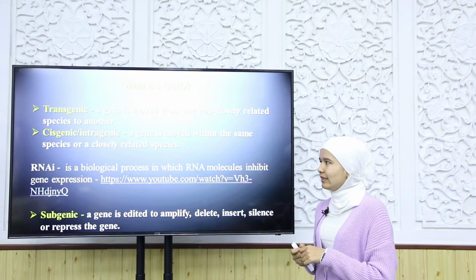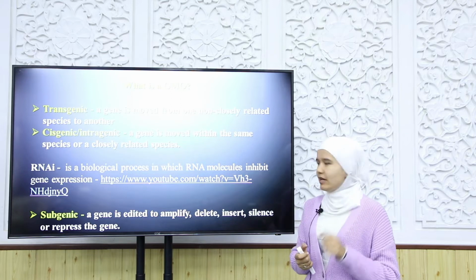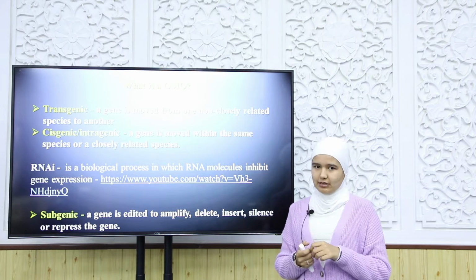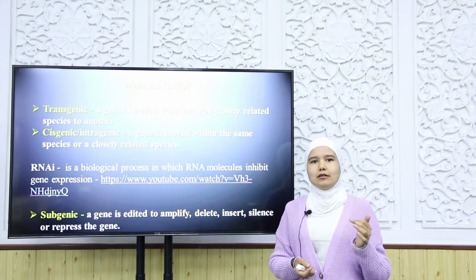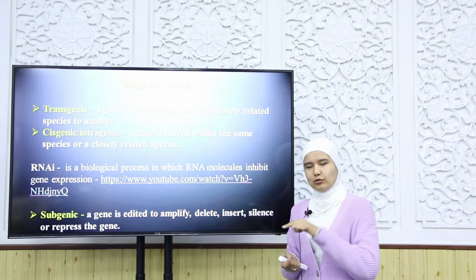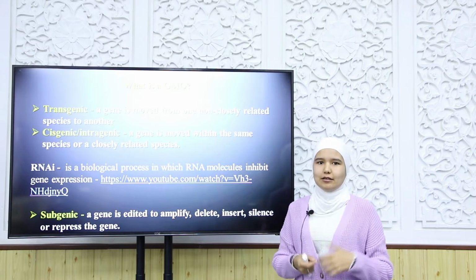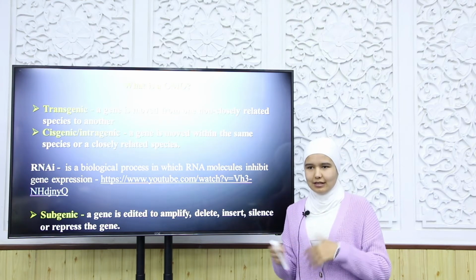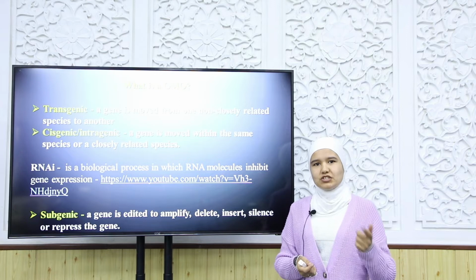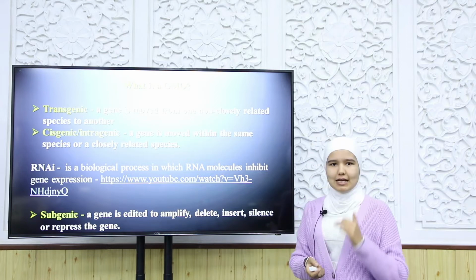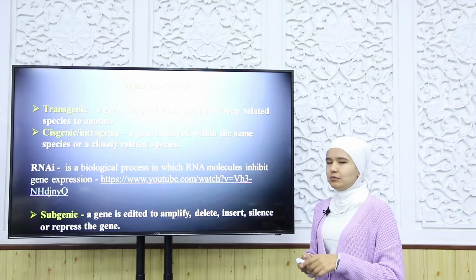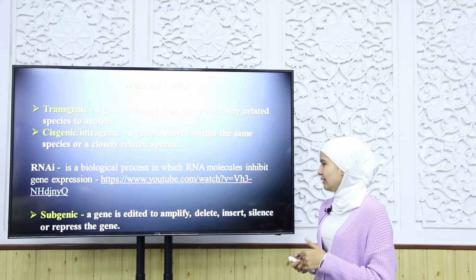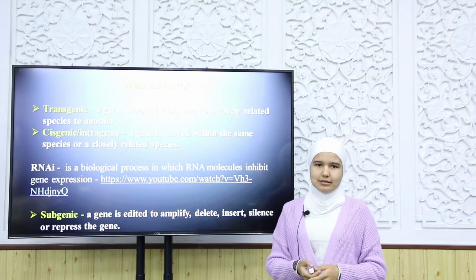The next type is called intragenic, and it means a gene is moved within the same species or a closely related species. For example, an apple gene is taken to another type of apple. As a result, you can make this type of apple bigger, like the one which gives the gene. And the last one is called subgenic. Subgenic means a gene is edited to amplify, delete, insert, silence, or repress the gene.